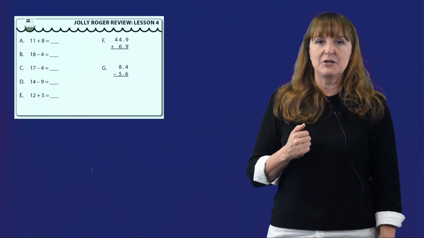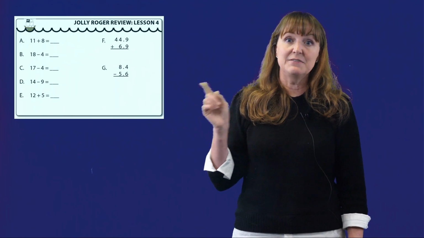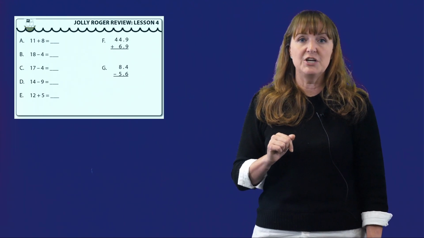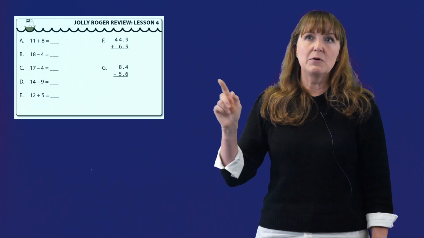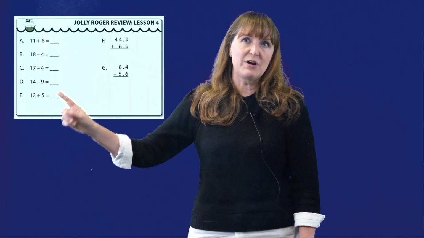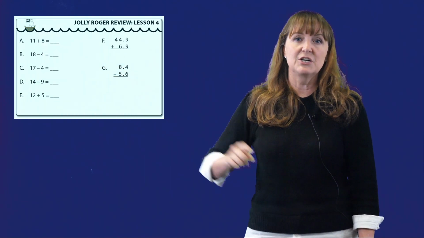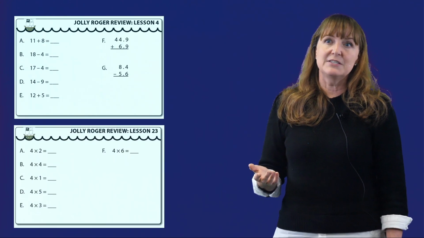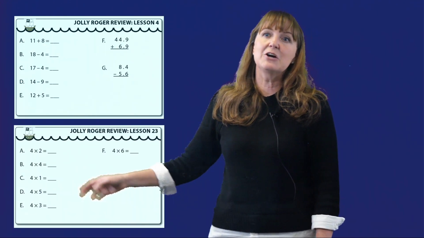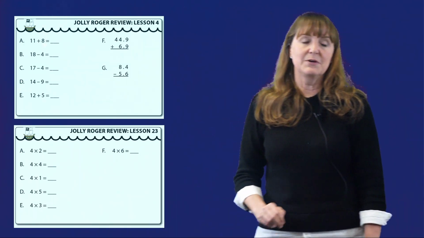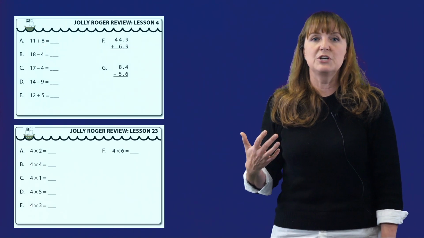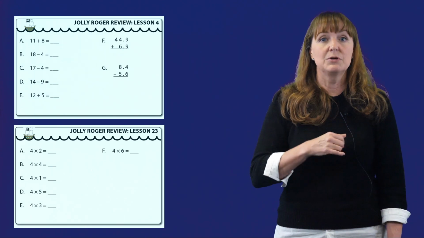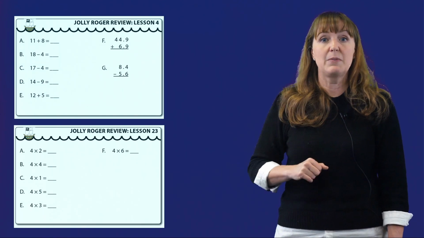So what are some of the things that we see on the top of the Jolly Roger Review? As I said, a lot of times students are going to work on computation. Here, this is from lesson 4, so students are working on subtraction and some multi-digit computation. But by lesson 23, which we see right here, students are moving to work on multiplication. So we try to make the computation review align with what the students are doing within the Pirate Math Equation Quest lesson.